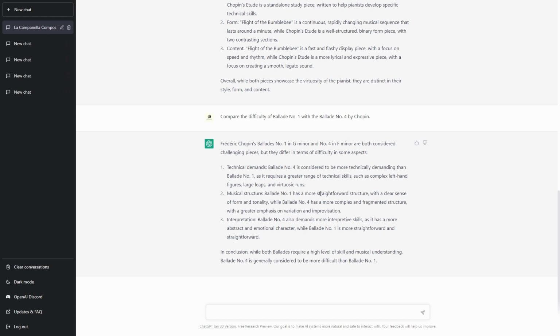Musical structure is more straightforward, the Ballade 1, yes, I agree again. And the Ballade number 4 has a more complex and fragmented structure. Very well said. Interpretation demands more interpretative maturity. Yes. Very well said. So it does compare the 2 pieces on 3 different levels and 3 different aspects, and I think that's absolutely great. That's exactly how pieces should be compared, not only on the technical demands, but also musical structure and the interpretation and the maturity you need to bring to perform a piece. So in conclusion, both require a high skill in musical understanding, but the Ballade number 4 is generally considered to be more difficult. ChatGPT, I absolutely agree, well done.